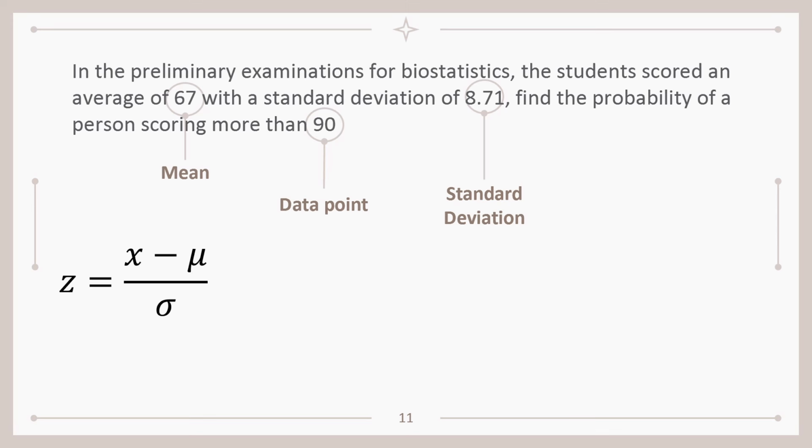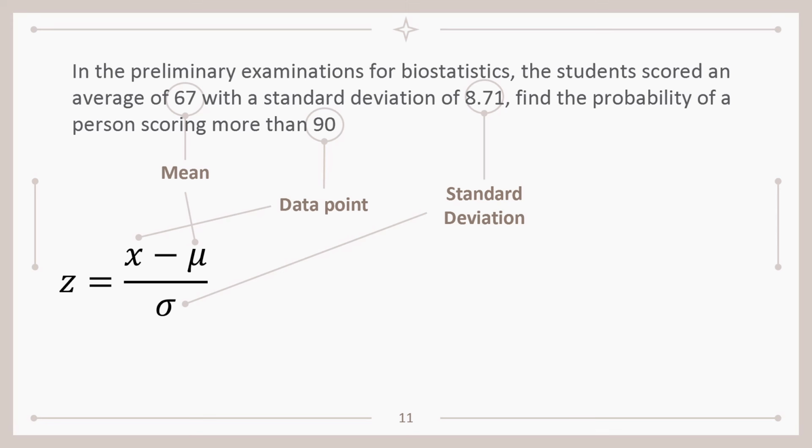Now, in the preliminary examinations for biostatistics, the students scored an average of 67 with a standard deviation of 8.71. So we have to find the probability of a person scoring more than 90. And so we can use our formula for z-score. Now, we've already identified and circled the relevant values here. So you have your mean, you have your data point, and you have your standard deviation.